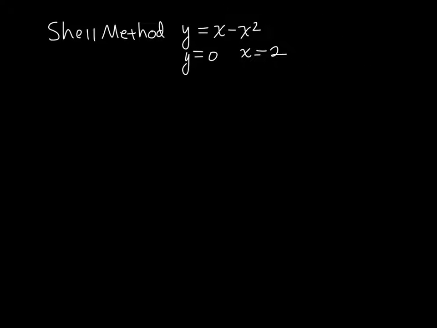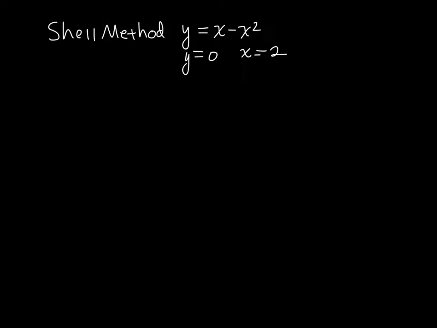So this isn't around the y-axis. We're not revolving it around the y-axis, but it's kind of like it, right? We're just moving the y-axis out to x equals 2. So we need to be able to draw this to figure out how to come up with our radius. And so let's see what this looks like.